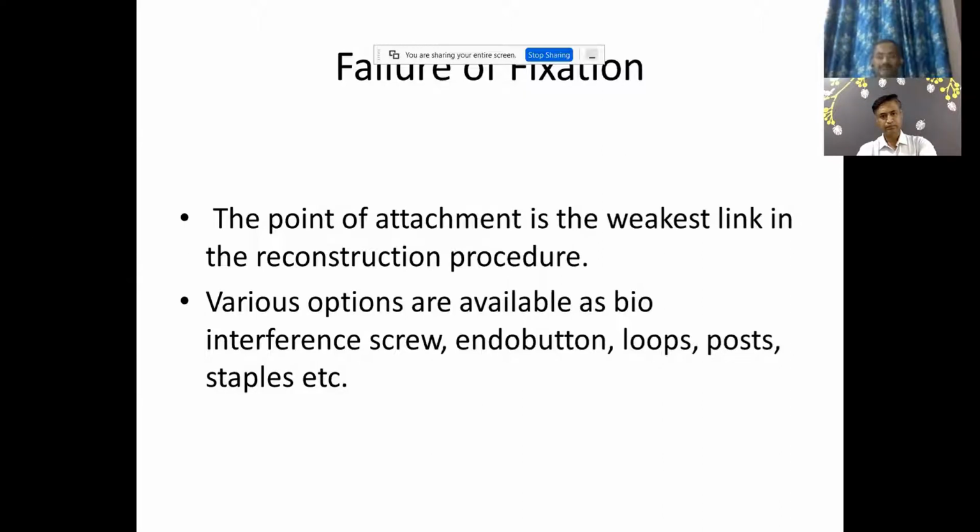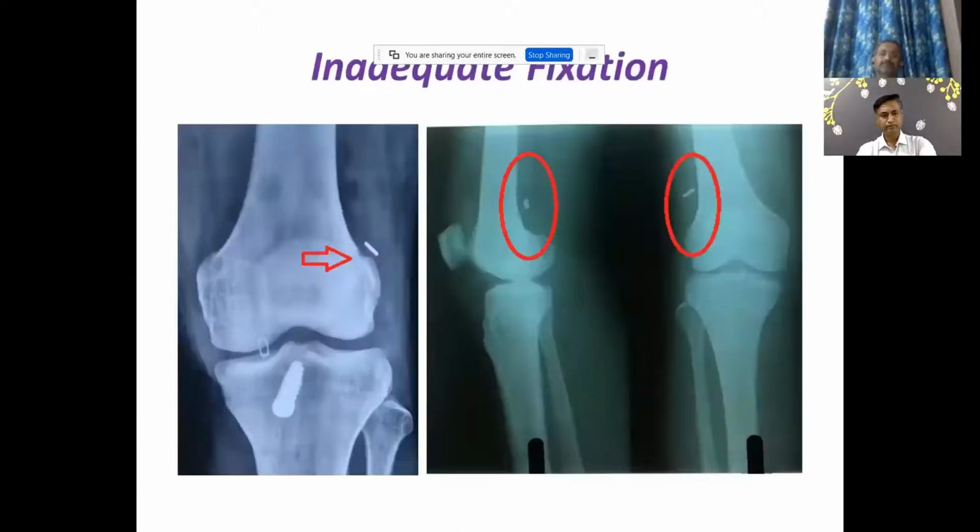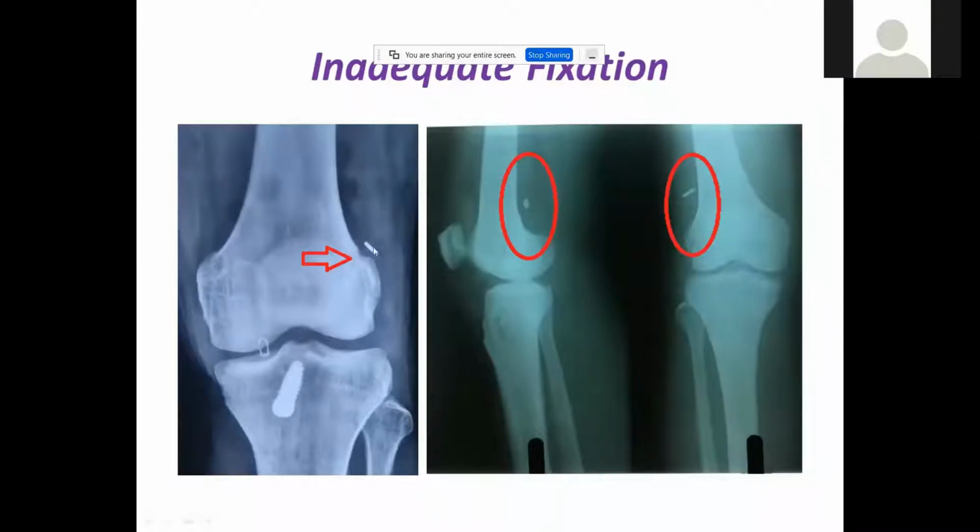My motto of the paper is also that you should learn some common mistakes and common problems we are facing. So in the fixation, you can see the femoral tunnel is lying outside the bone. It should be flushed over the bone so that the strength of the graft is good. This is not like that.